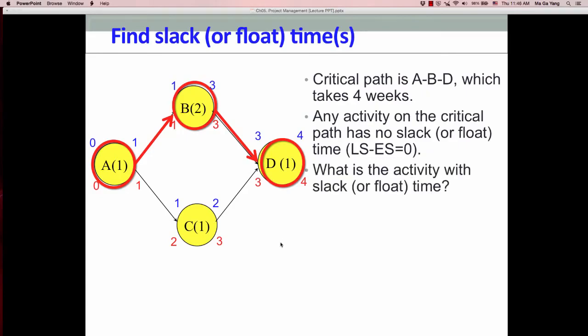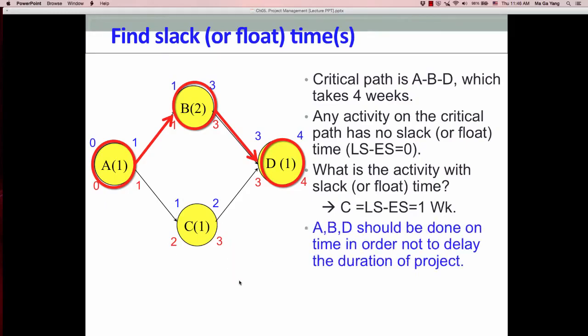What is the activity with the slack or float time? Activity C. Why? Because late start minus early start is 1. So 1 week slack on this activity C. So A, B, D must be done on time in order not to delay the duration of the project. But C has 1 week flexibility. You can delay it by 1 week without affecting this entire project duration.